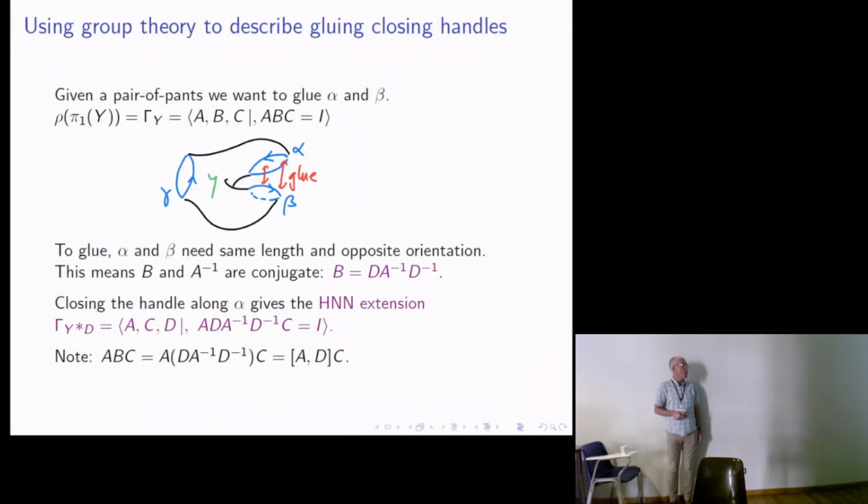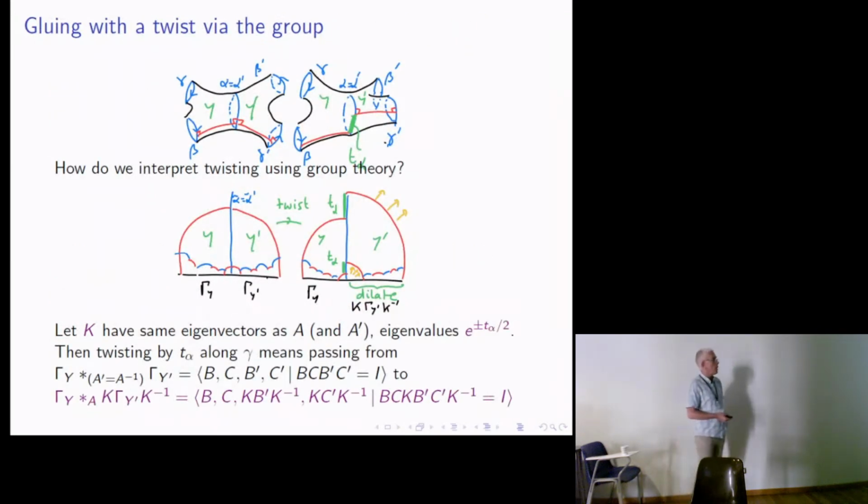And so when I do that, my relation ABC, I replace that with this, which becomes the commutator is equal to the boundary. And so this is really just saying that my fundamental group now is generated by 3 things. The commutator of 2 of the curves is the boundary, which is the well-known presentation for the punctured torus, or torus with boundary. Okay, so now how do I twist?